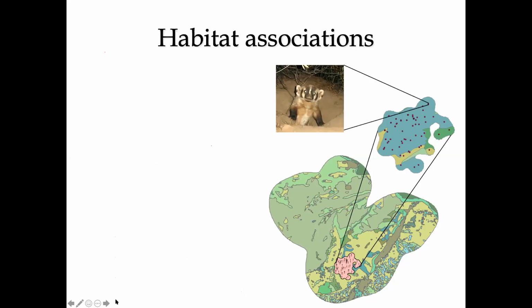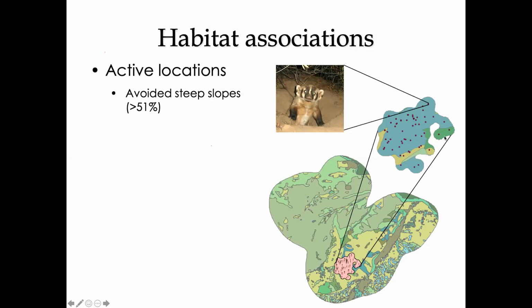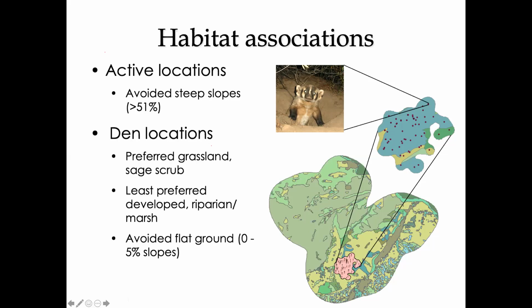And then the second way that I looked at habitat associations was, how did individual badgers use the habitat within their home range? And these dots here are badger locations within a home range. They didn't show any particular preference for vegetation or soil types, but they did tend to avoid the steeper slopes when they were active. And for their den sites, they preferred grasslands and sage scrub, and not the developed areas or the more riparian or marshy areas, which is, again, probably not a big surprise. They also avoided flat ground, which is probably because digging straight down into the ground is a lot more energy expensive than going into the side of a hillside.